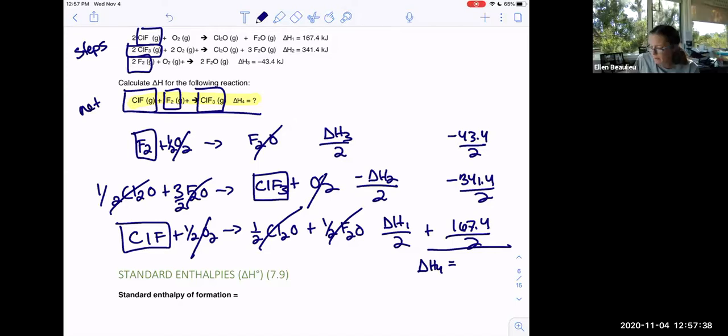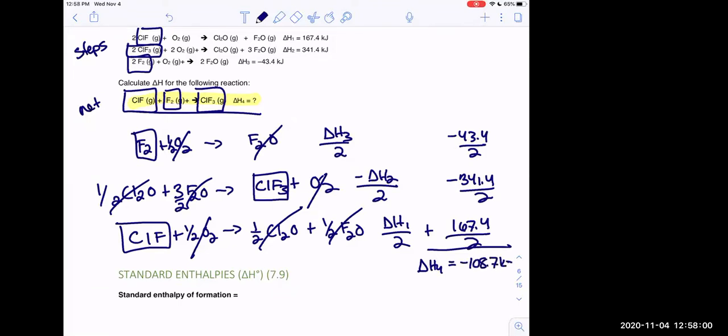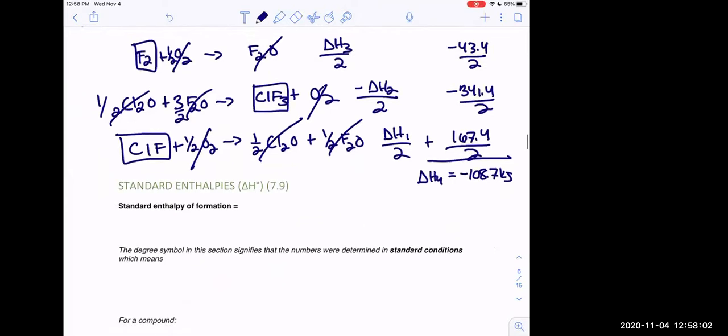I failed to write it in my notes. So did everybody get that number? I have the math written. I just didn't write the mathematical answer, and I definitely don't have my calculator. It seems like it's supposed to be exothermic, so I feel good about that. Does everybody agree? Negative 108.7 kilojoules? Yeah, I got that too. Great. I'll update my notes.